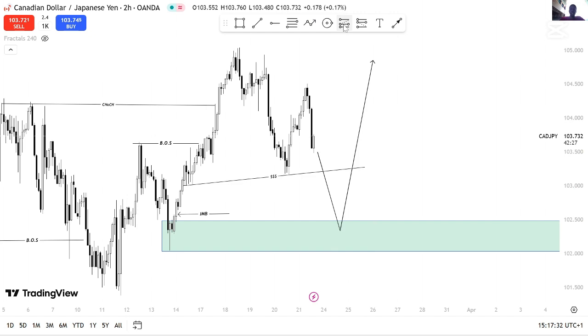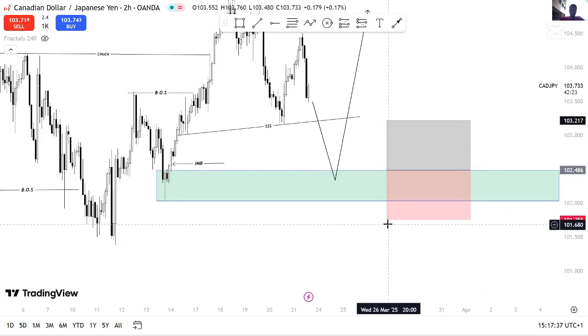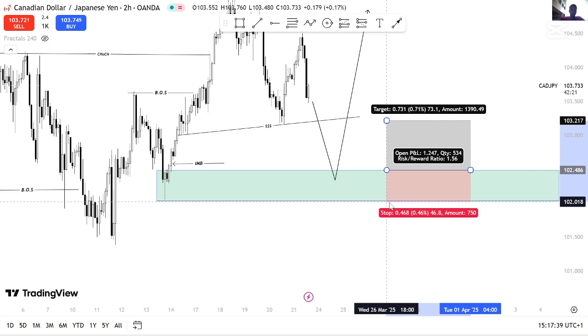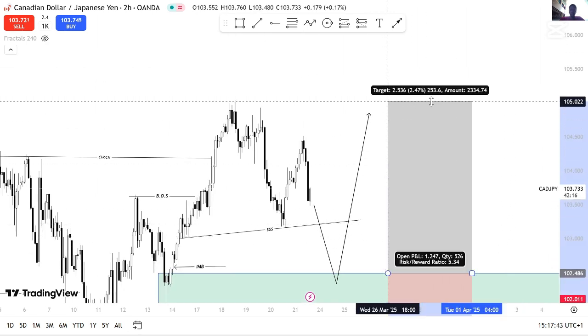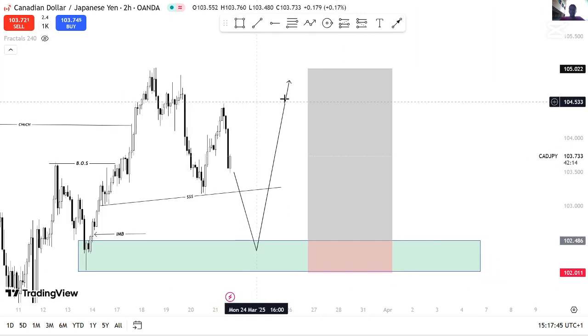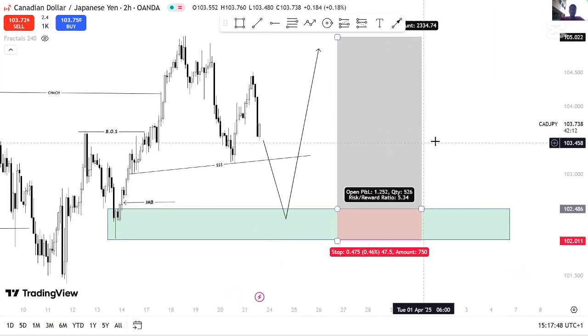So my entry is going to be a buy limit of this demand zone. My stop loss is going to be beneath the demand zone, and my take profit is going to be just at the next high, giving us a risk reward of around 5.34.